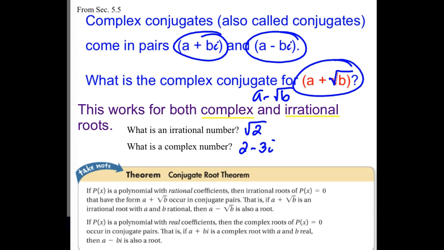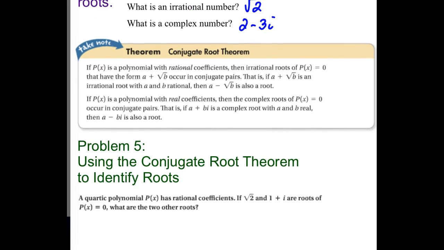And that's what this conjugate root theorem says. Okay? That if a plus the square root of b is one of my zeros, then a minus the square root of b has to be one. And if a plus bi is a 0, then a minus bi has to be one as well.